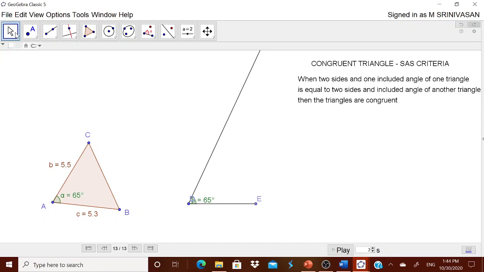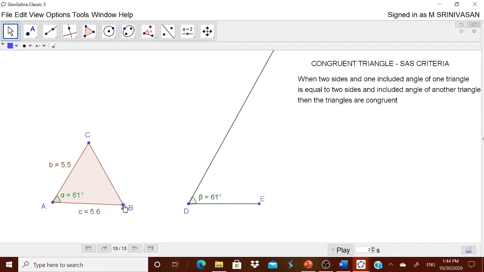Well, now what is the next thing which I have to do? This D I will put it over here. This beta I will put it over here. Now I want to locate a point which is corresponding to this AC. For that it is very simple.